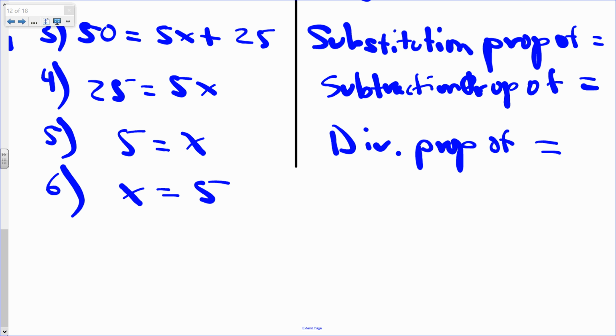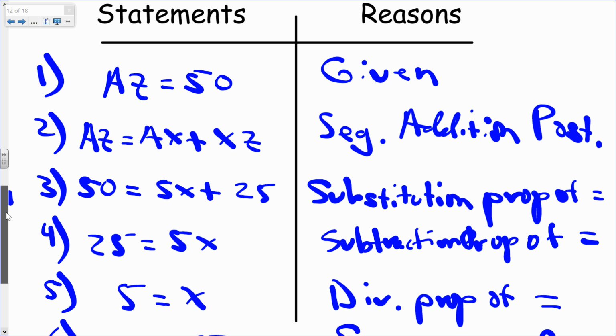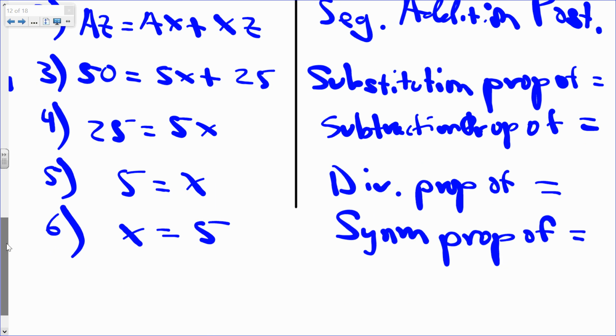Close. It's the one right before transitive. Symmetric. Symmetric says if you have an equation, you can just swap the left and right. Look at symmetric property of equality. Woo! It's a 6-step proof. Nice. Symmetric property of equality. Awesome.